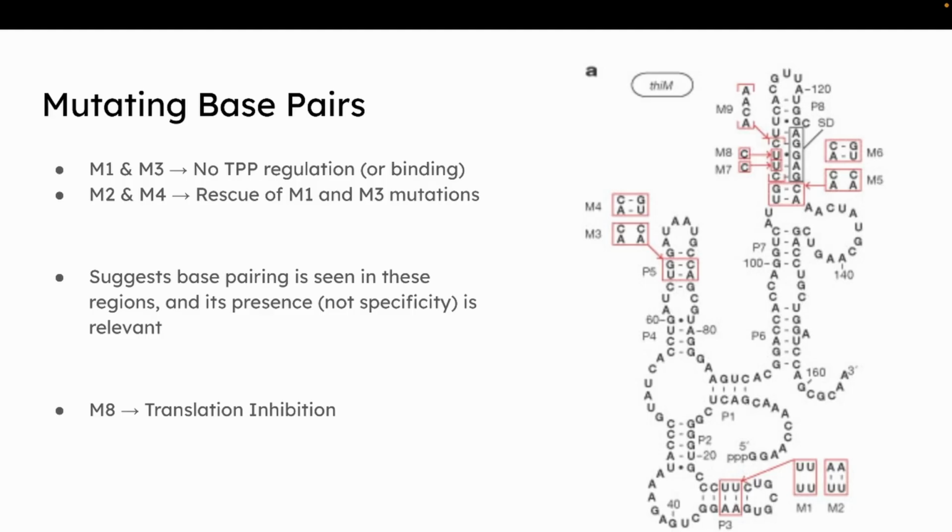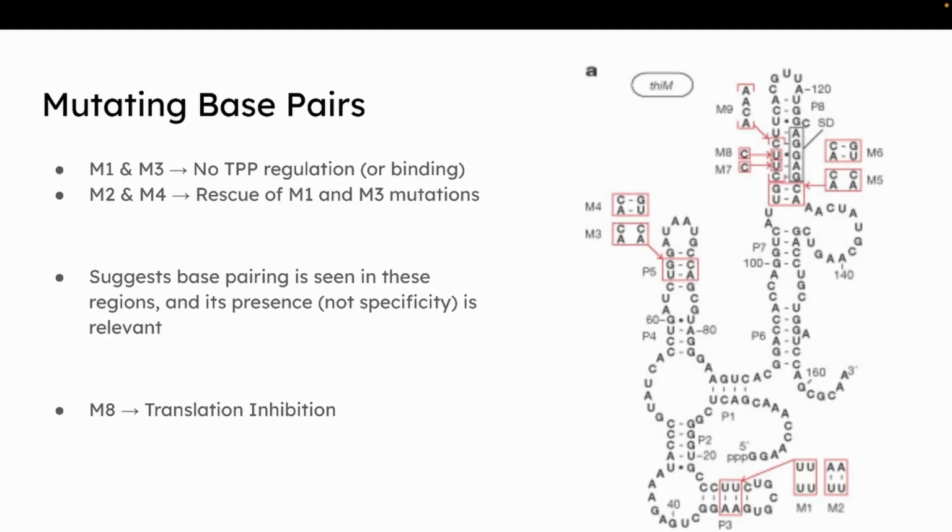But then also very important is that when they added in the M2 and M4 mutations, right? If you take a look at M2 and M4, you can see that they basically just swapped the base pairs, right? Instead of the GU on the left, they put it to the right, and instead of the CA on the right, they put it to the left. And so this maintains the double-strandedness of these RNAs. And they saw that, yeah, this rescued the M1 and M3 mutations. That this worked just as well as normal.